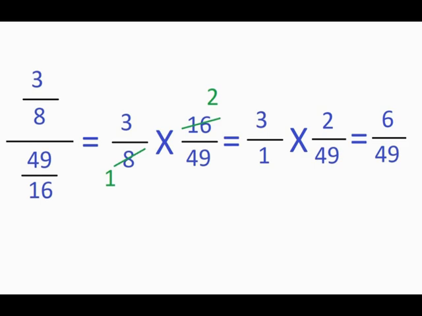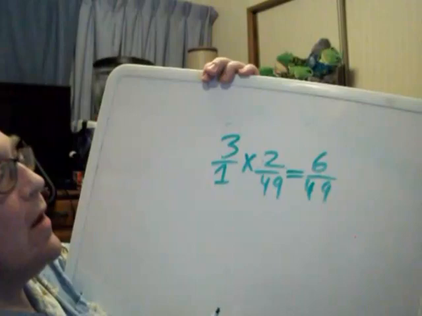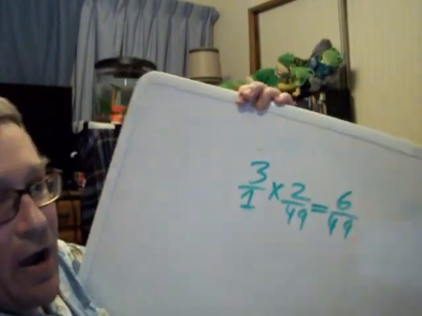Of 3/8 divided by 49/16. Now then, we're going to multiply by the reciprocal. Now, 16 divided by 8 is 2. You have a 1 over here and a 2 over there. So now we have the problem 3 times 2 and 1 times 49. Well, 3 times 2 is 6, and 49 times 1 is 49. So this leaves us with 6 49ths.